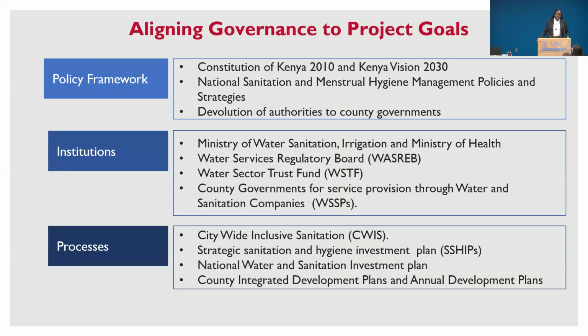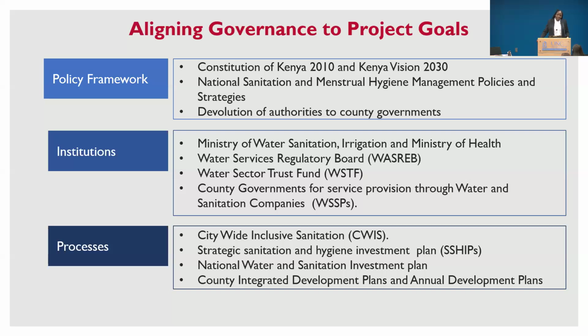In terms of the pillars and how we implement them within our project, when looking at the policy framework, first of all, we are guided by the Constitution of Kenya 2010, whose main objective is to ensure that all citizens of Kenya have access to the highest standards of sanitation and water. This is complemented by the Kenya Vision 2030, which equally aims to transform Kenya into an industrialized middle-income country by 2030. So ensuring that there is 100% coverage of sanitation and water services.